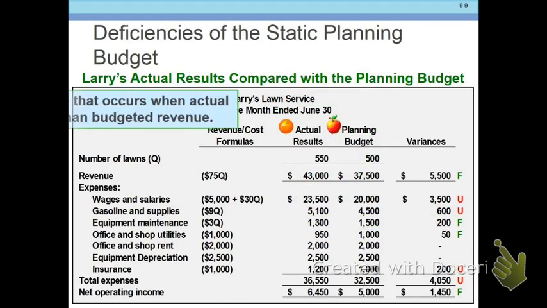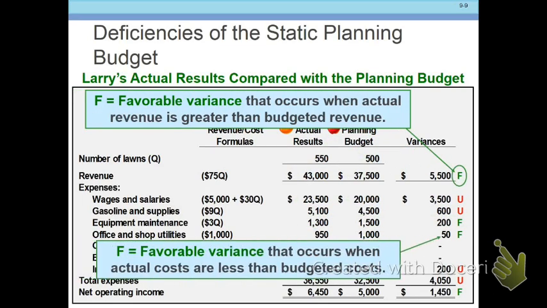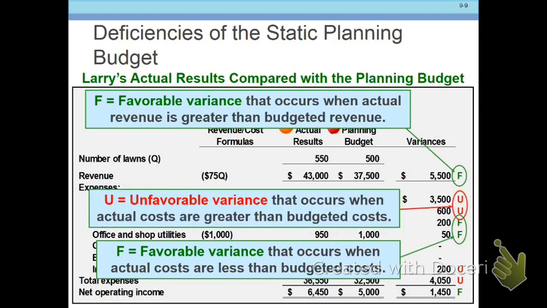And what we're going to do to compare these two is create what we call a flexible budget. Now notice a couple of terms here. A favorable variance occurs when the actual revenue is greater than the budgeted revenue, so that appears favorable. An unfavorable variance for costs occurs when actual costs are bigger than budgeted costs. And a favorable variance for costs occurs when actual costs are less than budgeted costs.